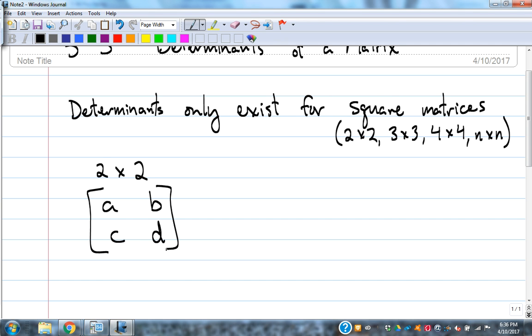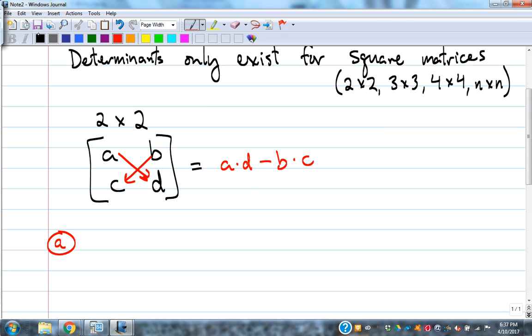I usually don't use the calculator to do a small one like this, because it takes me too long to type it in. I can do the math quicker. Because the way it works is you multiply the diagonals there. A times D, and then you subtract B times C. That's the formula for finding the determinant of a 2 by 2. Okay.